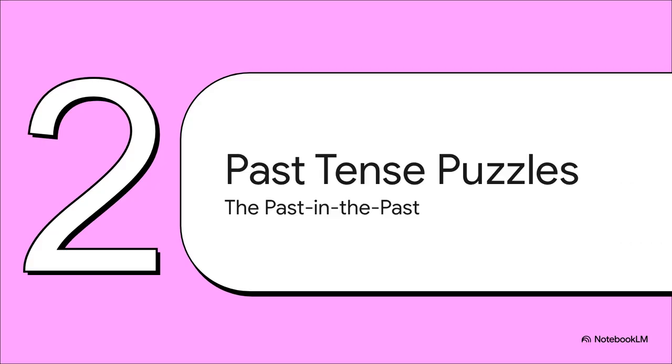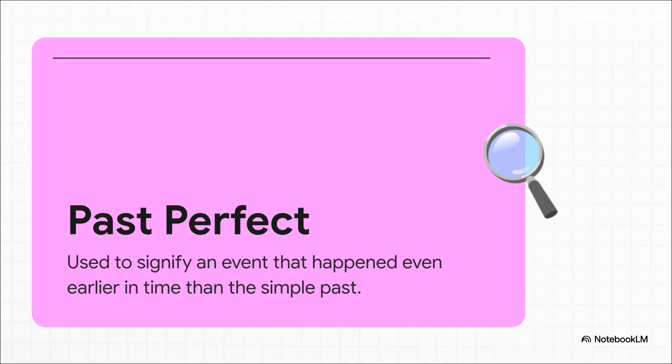All right, map in hand, let's put it to the test. We're going to start with one of the most common puzzles. How in the world do you talk about something that happened before the main past tense story you're already telling? The tool you're looking for is called the past perfect. Its entire job is to signal to your listener that, hey, this thing I'm talking about happened even before that other past thing. Think of it as the official tense for flashbacks and essential backstory.